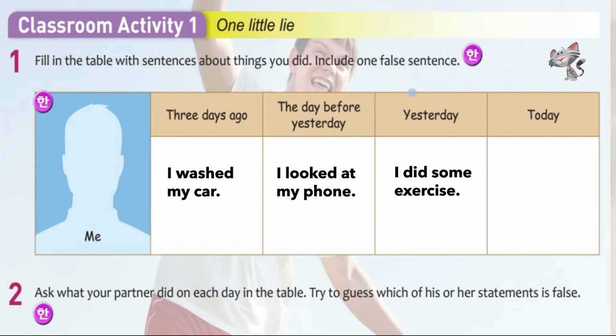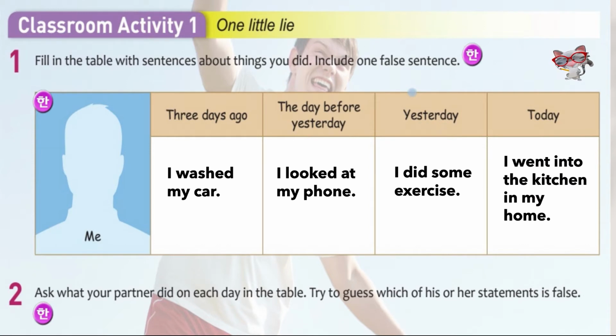Yesterday, I did some exercise. 3 days ago, I washed my car. The day before yesterday, I looked at my phone. Today, I went into the kitchen in my home.